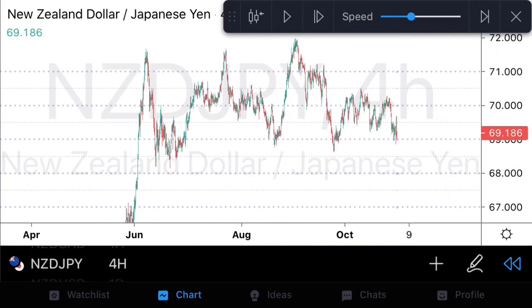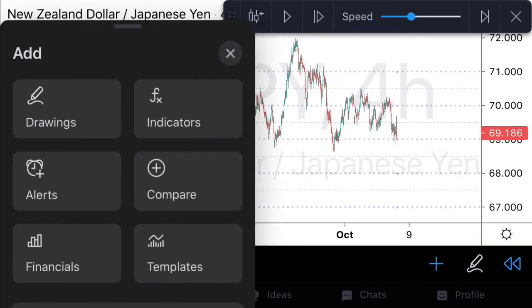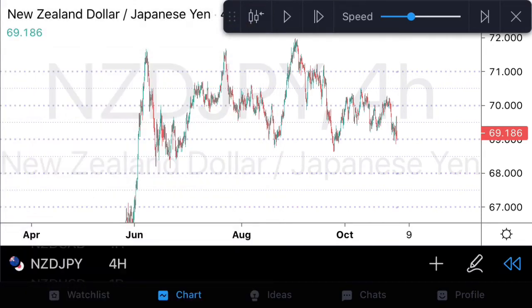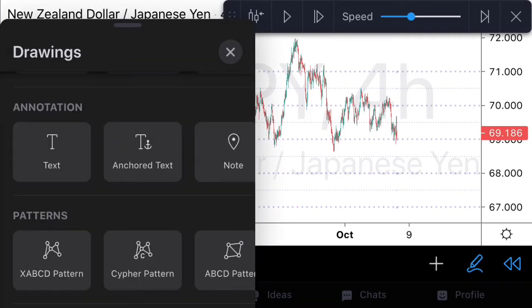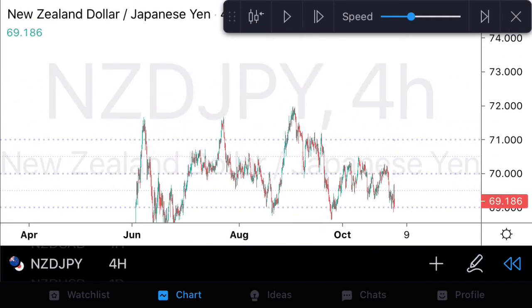Let me just remove this indicator. How do I do that now? Okay, let's just see if, oh, I can't go to object tree from here. Anyway, guys, we'll just leave this indicator on there.